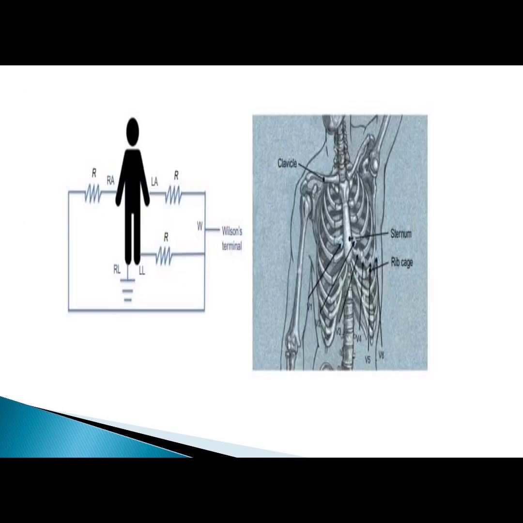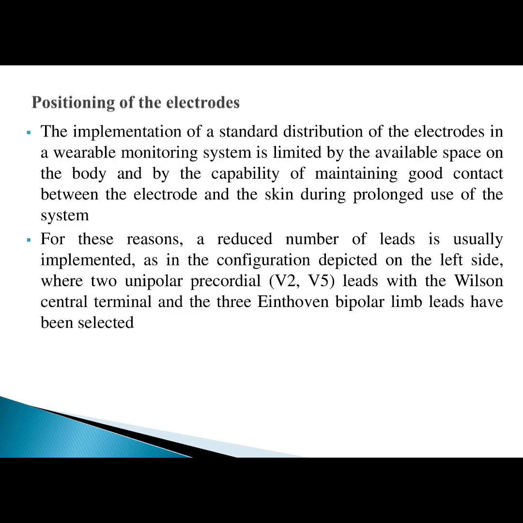So this is your Wilson terminal W, which is placed on the chest lead. Next, the positioning of the electrodes.